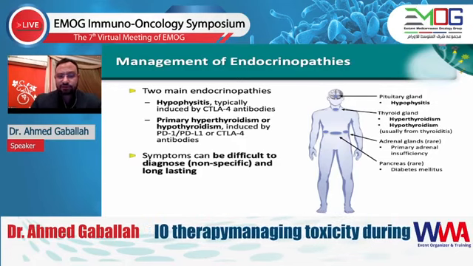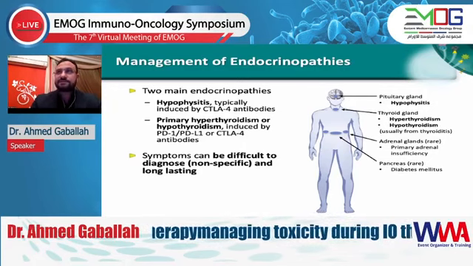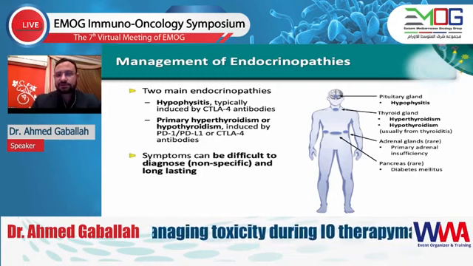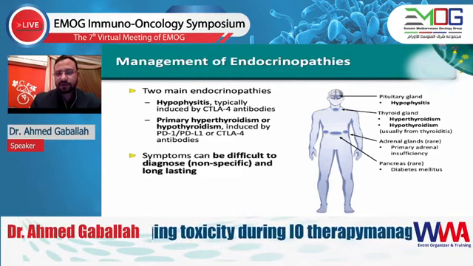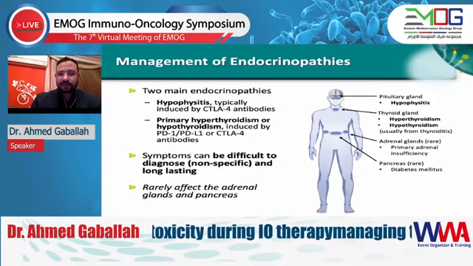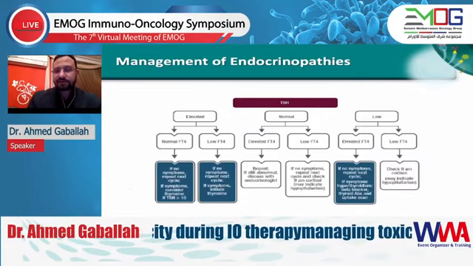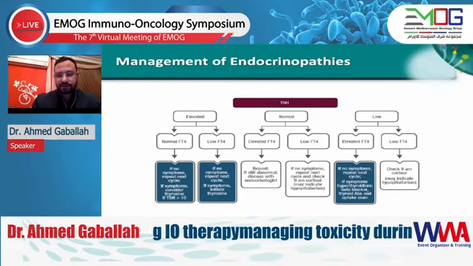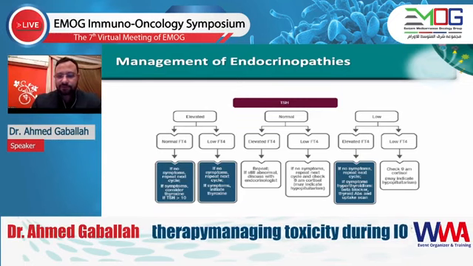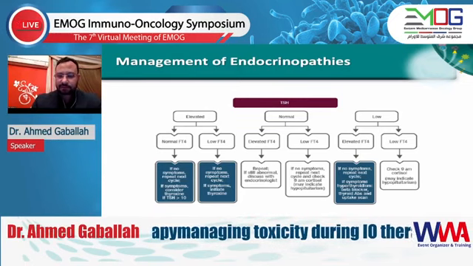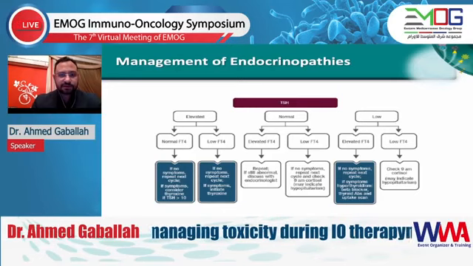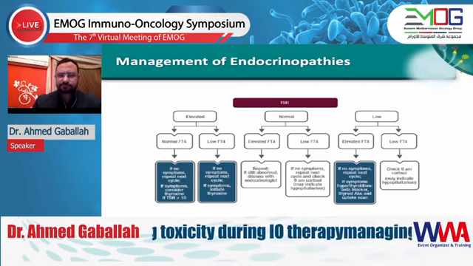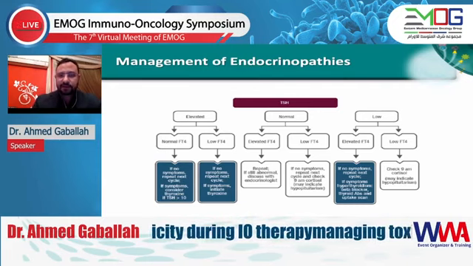The symptoms are difficult. Usually they are vague symptoms, and usually these endocrinopathies are long-lasting, and the patient needs a long time of hormonal replacement even after resolving of the acute phase. The pancreas and the adrenal gland are rarely affected. So this is a scheme of how to follow up our patient during the immunotherapy for suspected endocrinopathies. The most important is the thyroid gland, as we said, which is the most commonly affected. So we should monitor the TSH and T4 regularly during the therapy.